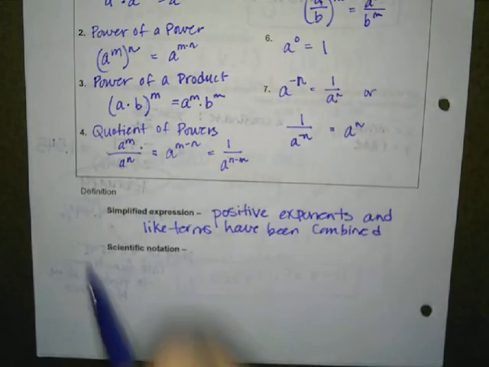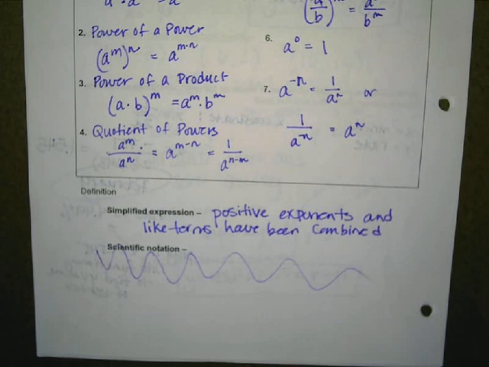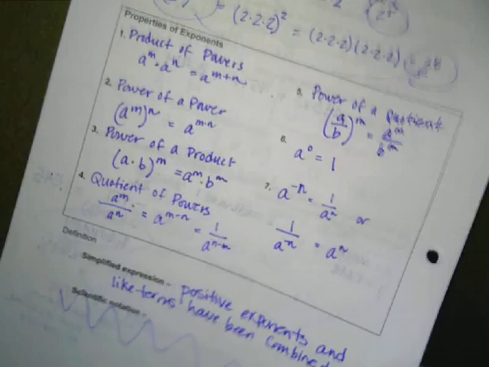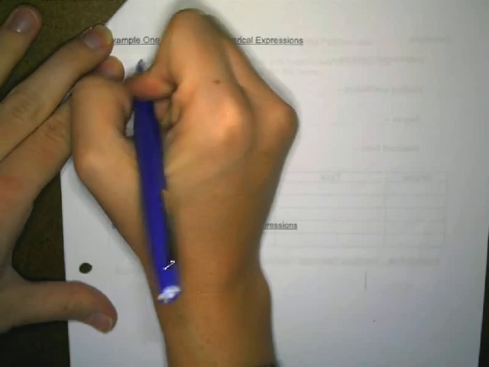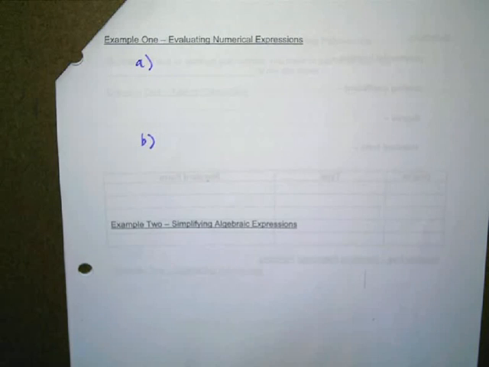Scientific notation, you can cross that off. We're not going to discuss that here. All right, go ahead and flip, and we're going to do some problems. Make an a and a b for example 1. And then we'll again practice a little bit on the bottom there.